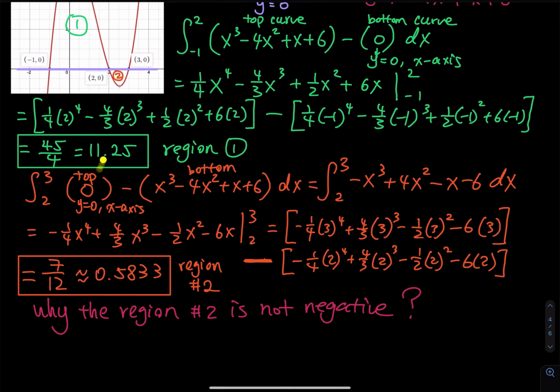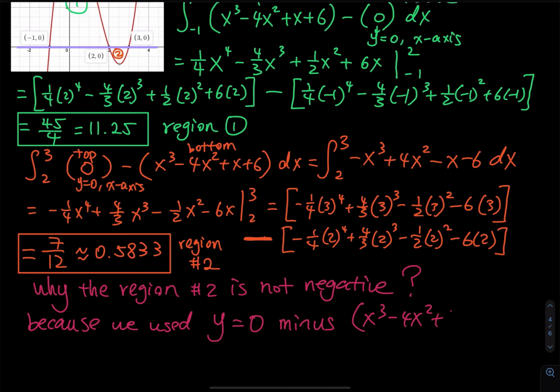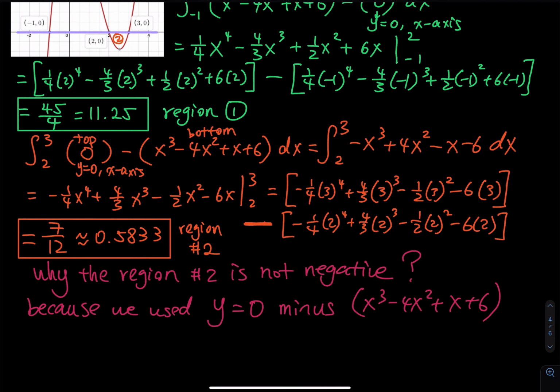Do you see this? I use the top curve minus the bottom curve. So here is why. Because we use y equals 0 minus the third-degree polynomial, minus the x to the third minus x. This is the third degree. Do you see that? This is the negative. The negative is here, right over here. Do you see that? Here is the negative. So since I already put a negative, of course the answer becomes positive.